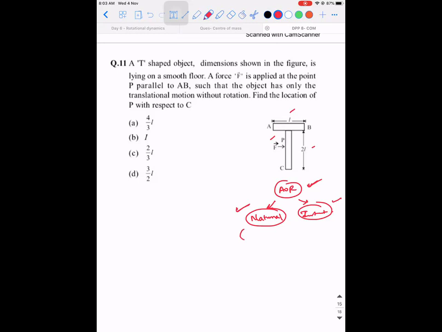So what do you mean by natural axis? Natural axis is the point which is passing through the center of mass. Instantaneous can be any point. So when force is applied about the center of mass, it will not rotate. That is an indirect way to understand.